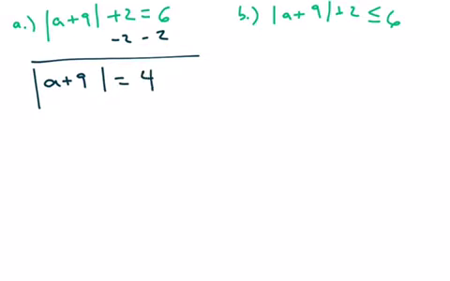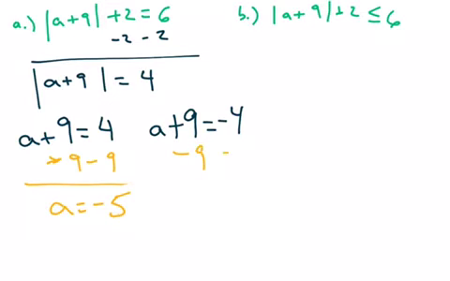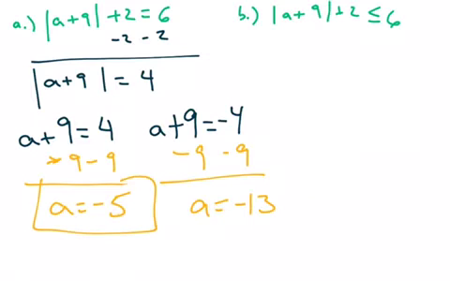So 6 minus 2 is 4. And this breaks down to a plus 9 equals 4, and a plus 9 equals negative 4. Okay, so remember, absolute value, you consider both the positive and the negative case. We solve these, so subtract 9 from both sides. We get a equals negative 5. Same thing over here. Now we get a equals negative 13. And these are our solutions.